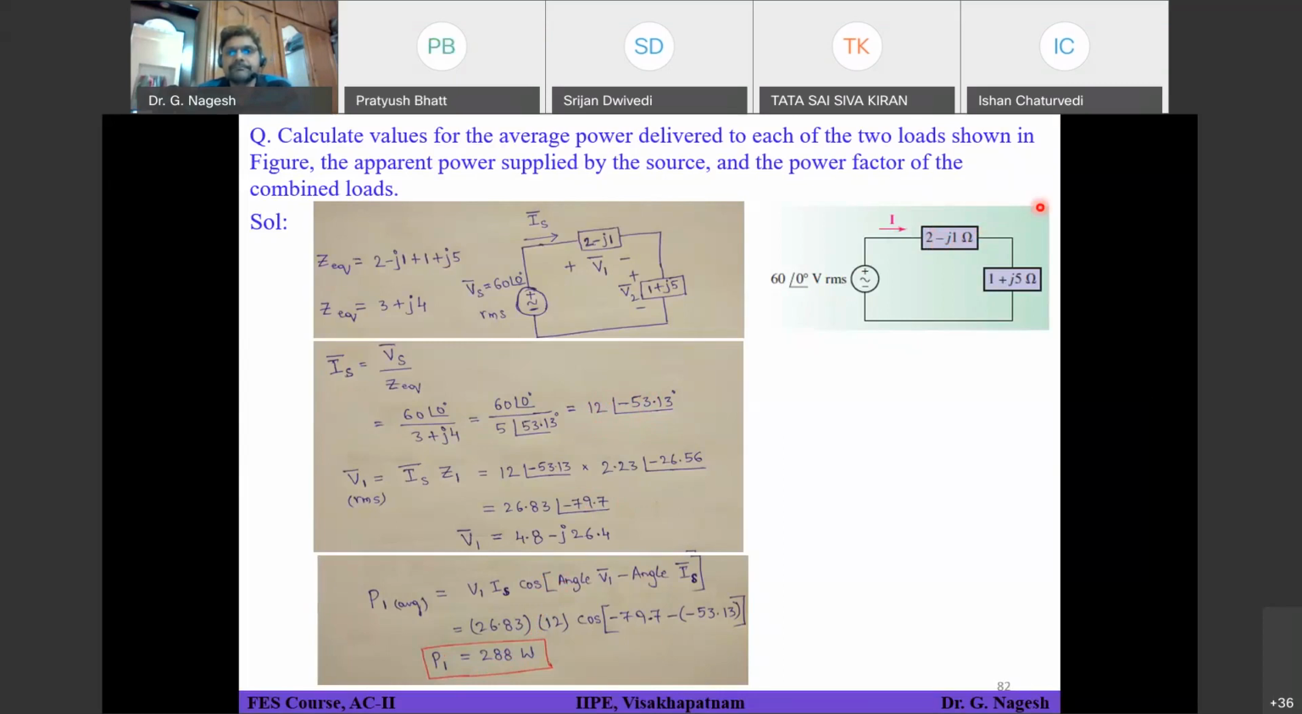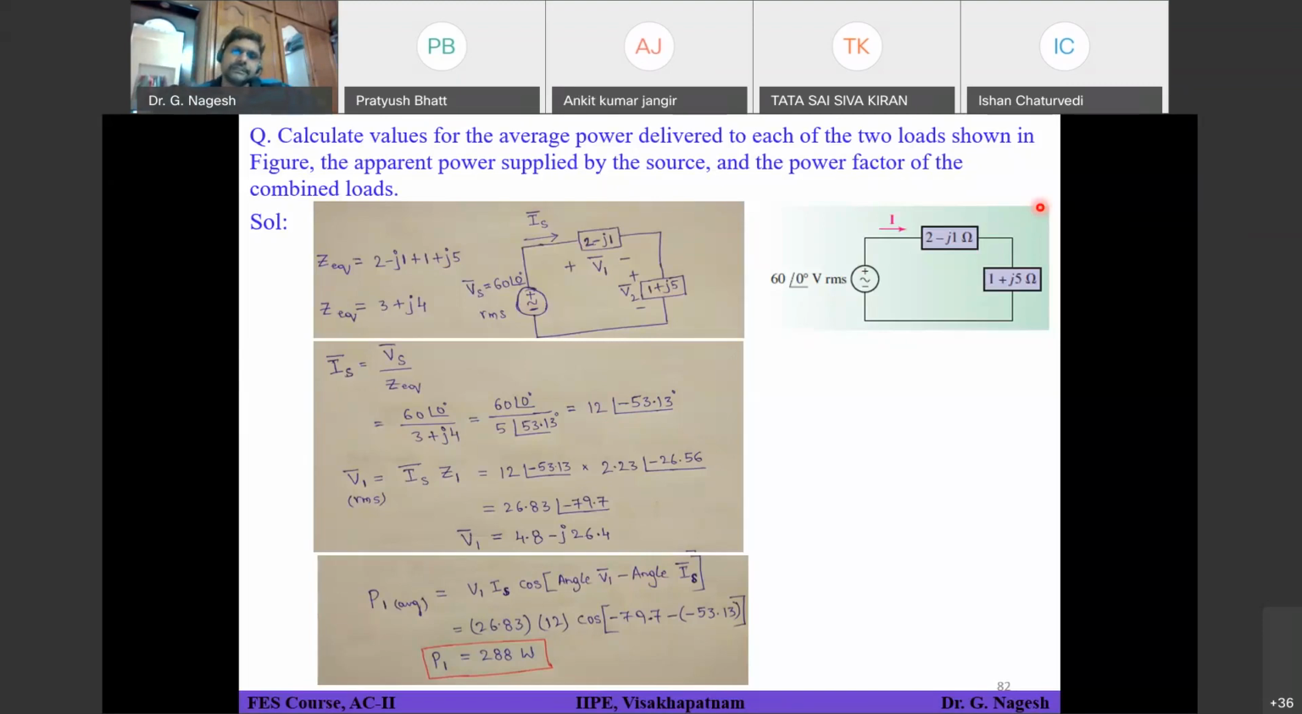I square R. Okay, so what is that I square R value here? It is 12 square into 2. So 12 square is 144, and into 2 will be 288.